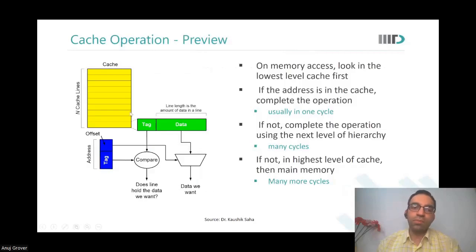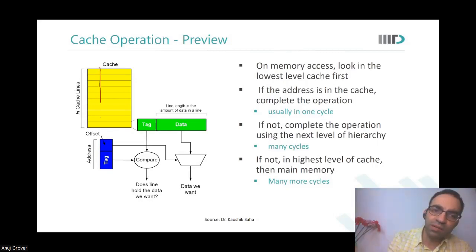So, what does cache mean? This is just a very quick preview. You say that in the cache memory, I will store the data that we want to store. And when I talk of storing this data, in each row, I will also store an additional piece of information, which is called a tag.